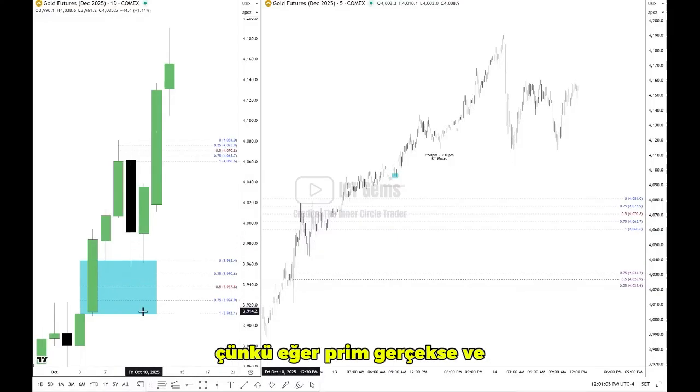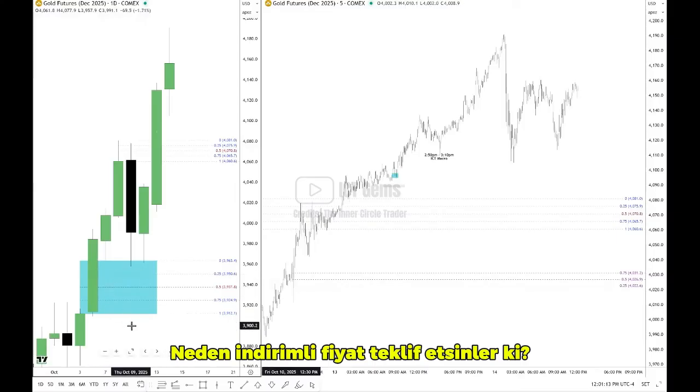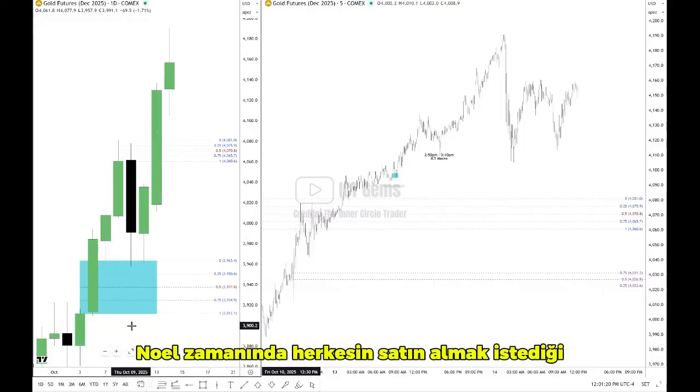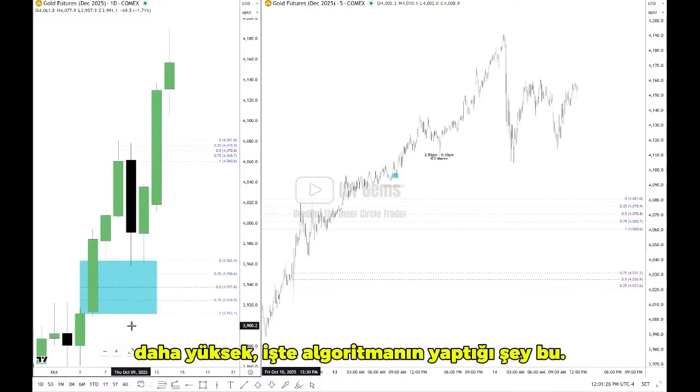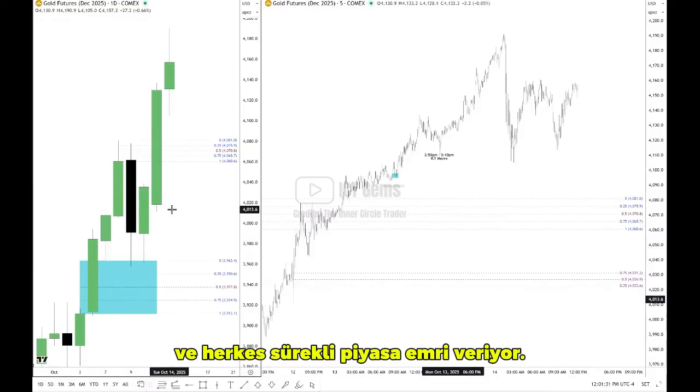And if you're bullish, you want to see inefficiencies not be offered as a fulfillment lower. Because if the premium is real and it's an instrument that is technically undervalued, why would they offer the discount price? They wouldn't. If you had the hottest thing right now that everybody wanted to buy at Christmas time, would you offer sale prices on it? No. You're going to keep increasing the price higher, higher, higher. Well, that's what the algorithm does. It just keeps offering higher price. And everybody's doing market orders all the time.